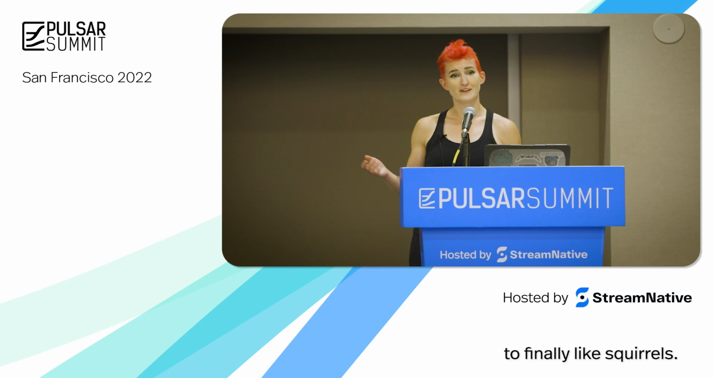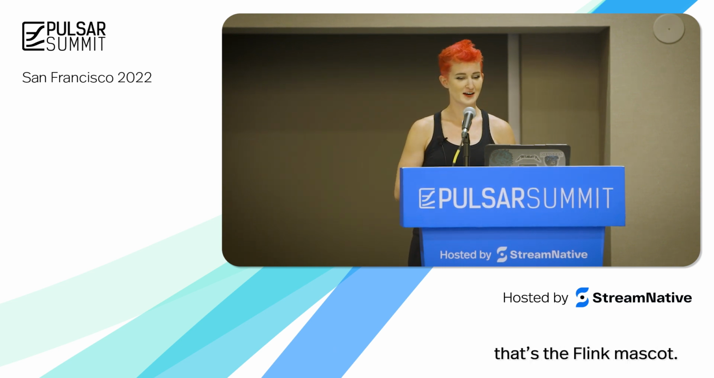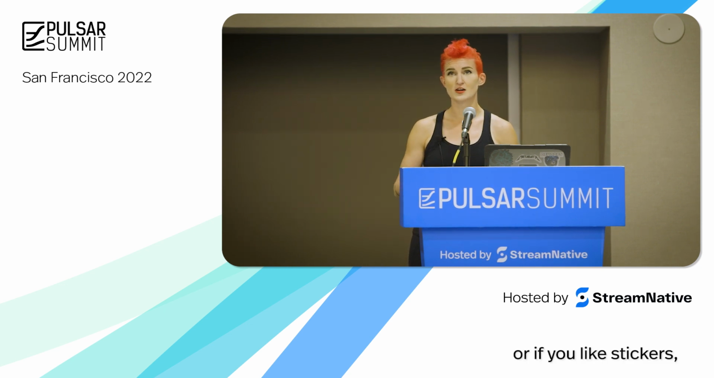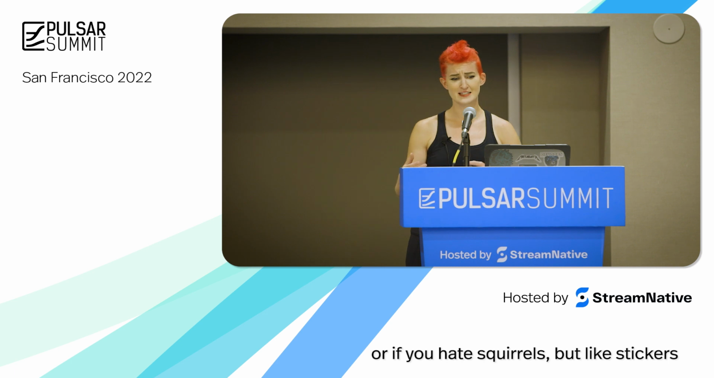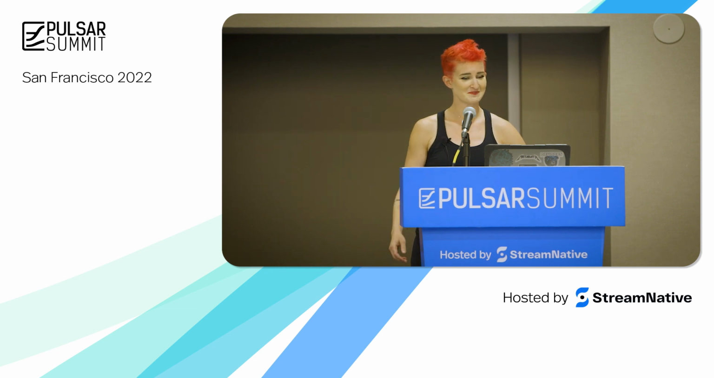This is also where I learned to finally like squirrels. So you'll see a cute little pink squirrel mascot. That's the Flink mascot. And if you do like the little pink squirrel, or if you like stickers, or if you hate squirrels but like stickers, come find me afterward. I've got a lot of Flink stickers and stickers of my dog if you don't like squirrels.